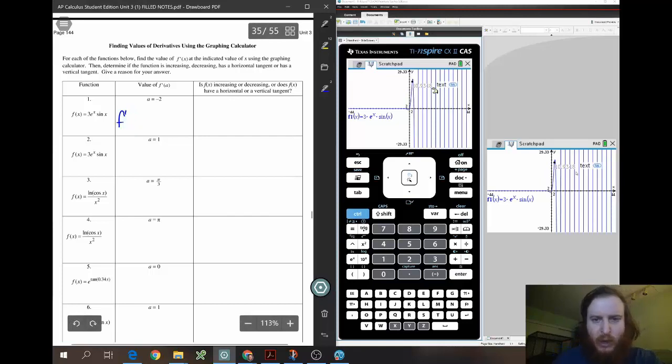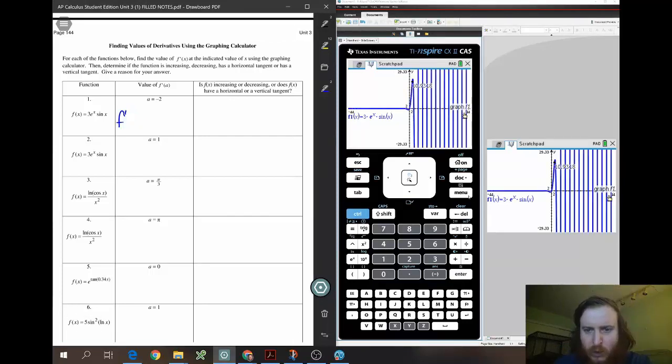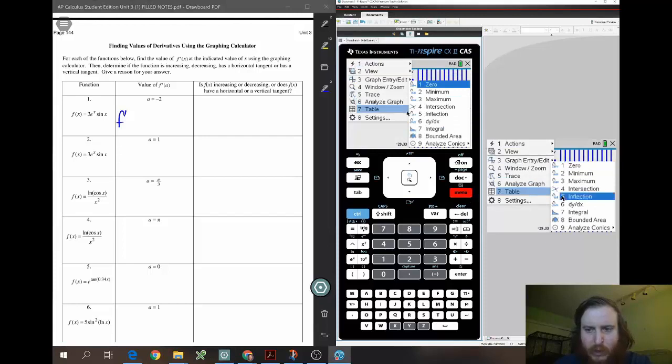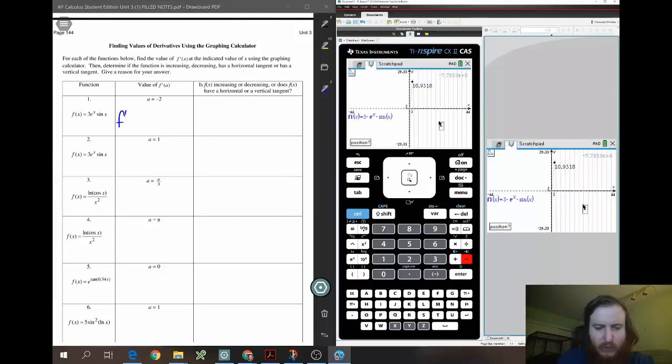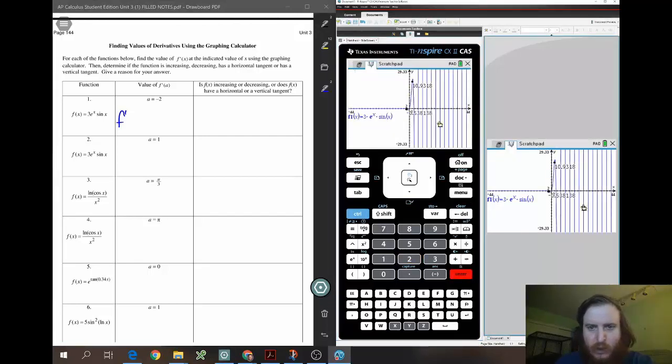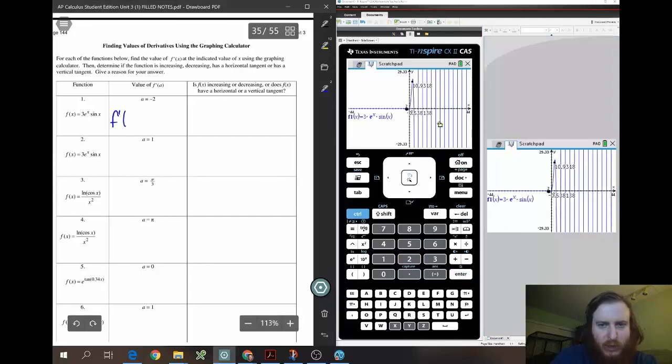So f prime of negative, we want a negative 2, huh? That's my fault. So actually, we don't want that one, so we'll go to Menu, Analyze Graph, dy dx, we wanted negative 2. There we go. So f prime of negative 2 was negative 0.5381. We're always going to go to 4 decimals.